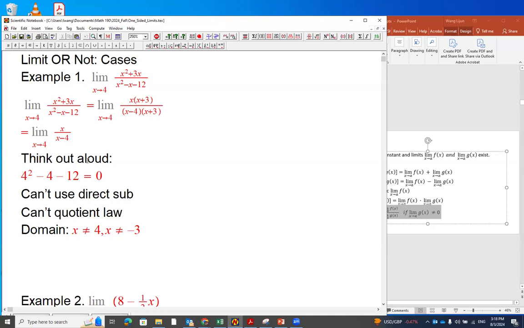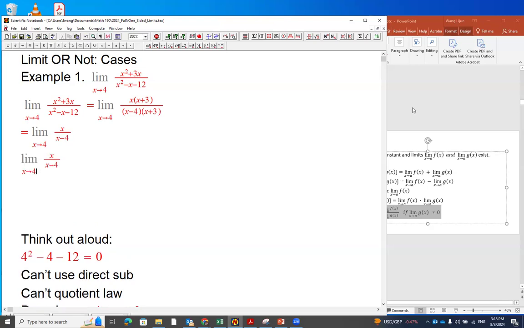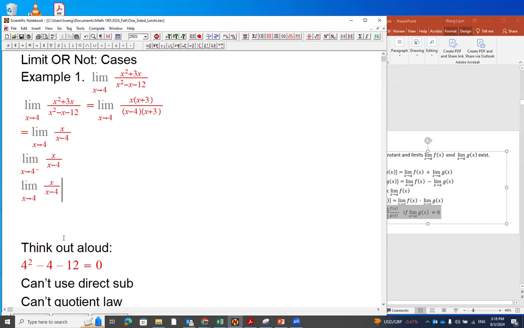Now what do we do? X is approaching 4. We have reduced the function to x over x minus 4. Then what do we do? We cannot reduce any further. So we say, there's nothing we can do. How about we look at the limit from left or right? We look at the limit from the left, from smaller than 4, and we look at the limit from x approaching 4 from larger than 4.